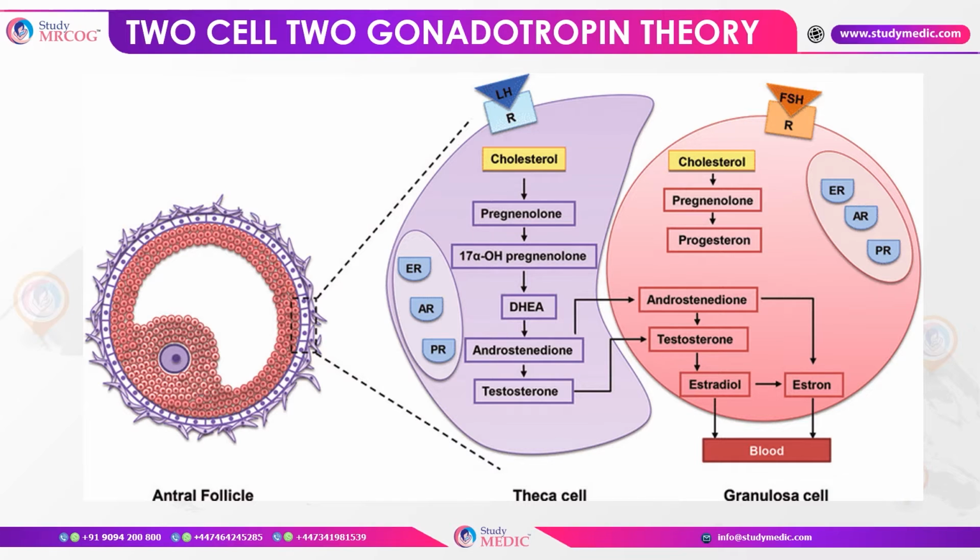The granulosa cell is the cell which is going to produce estradiol, whereas the theca cell produces pregnenolone, DHEAS and androstenedione, which go into the granulosa cell, where finally they get converted into estradiol.